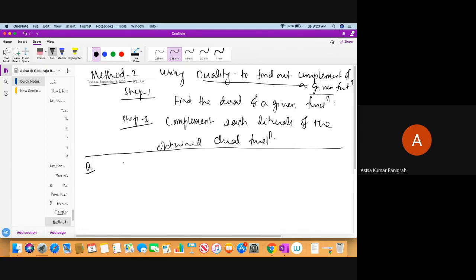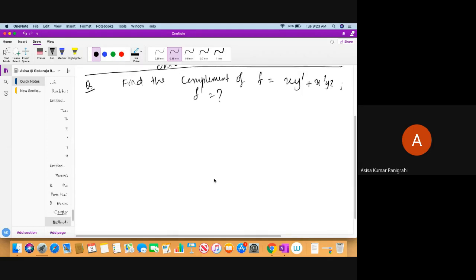Again, we'll do the same question. Find the complement of the given function f is x y bar or x bar yz. Okay, this is the given function. So we have to find out the inverter of it, the complement of it. So here it asks you to find out f bar. Okay, so what you need to do, simple things.